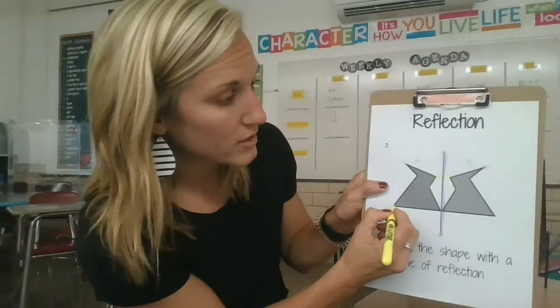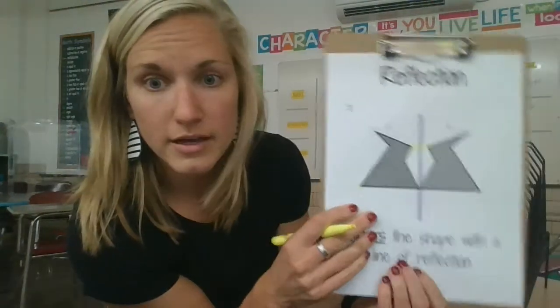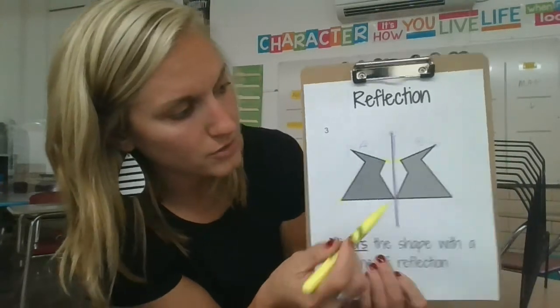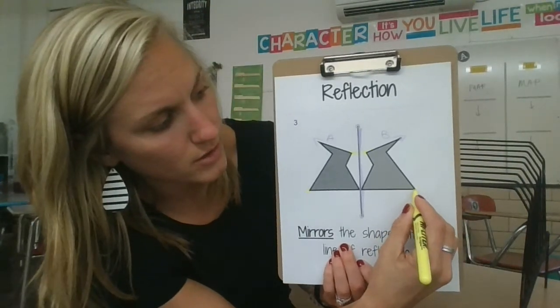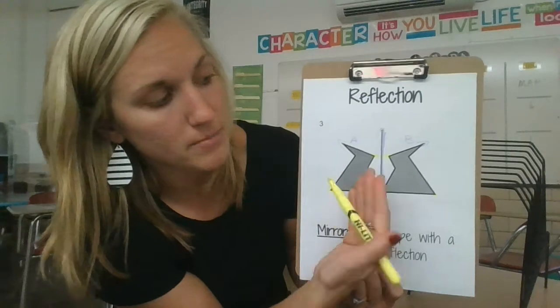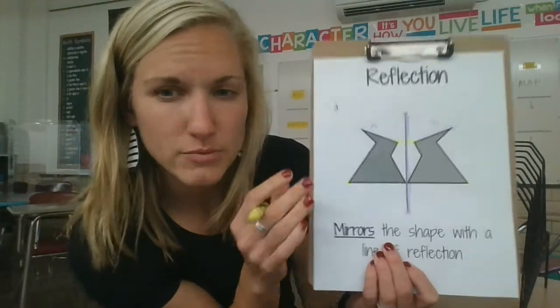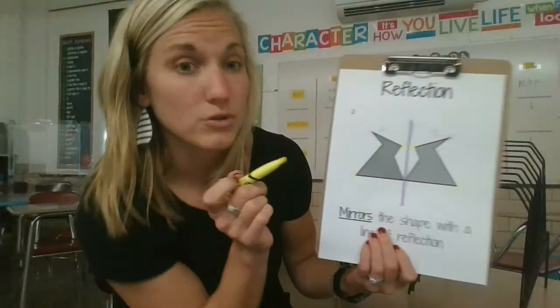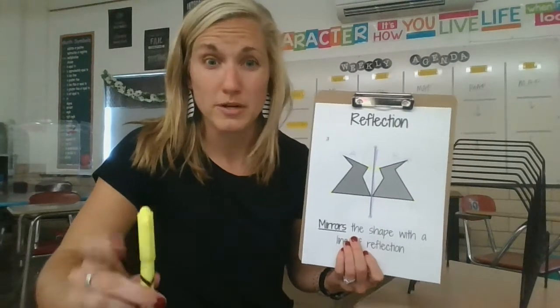So this point in that corner is going to correspond with this piece. If I were to flip this and match them up, those yellow dots, which you can't really tell in the video, those yellow dots would line up with each other. So that is what corresponding points are.